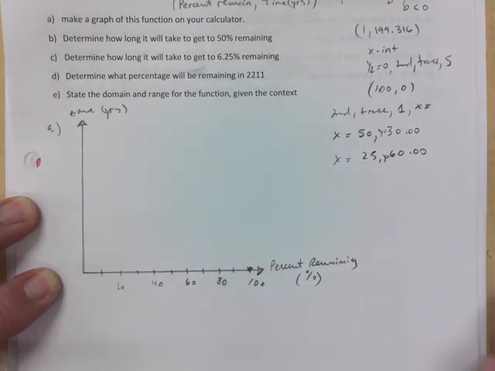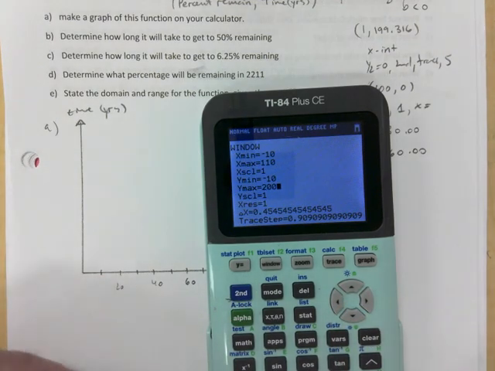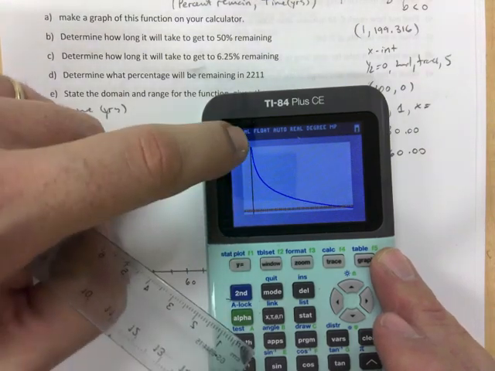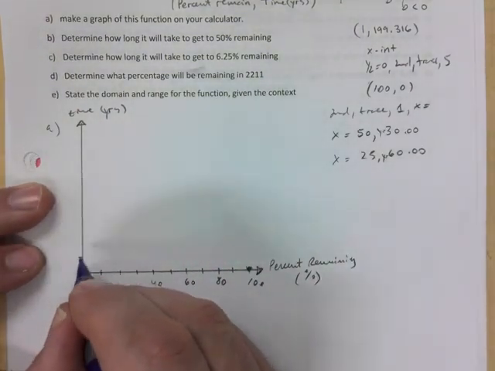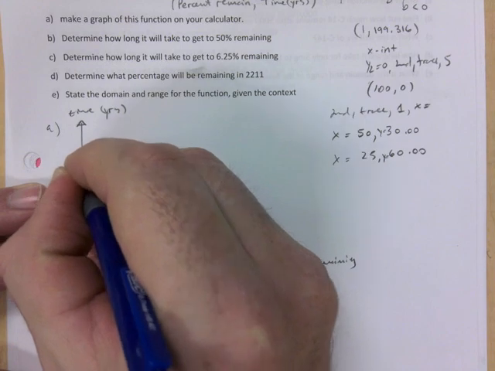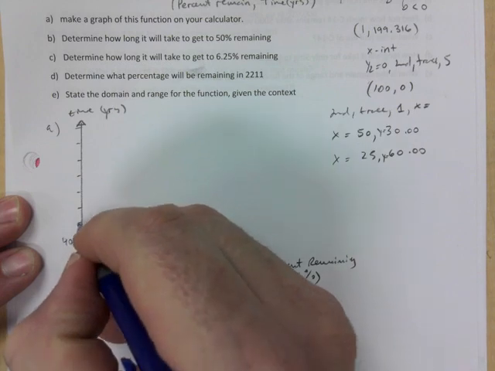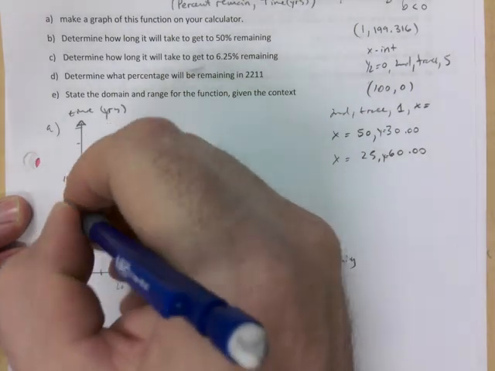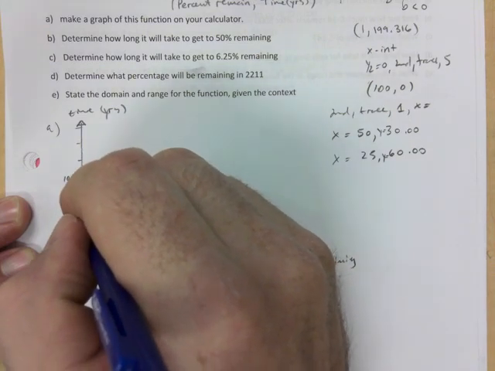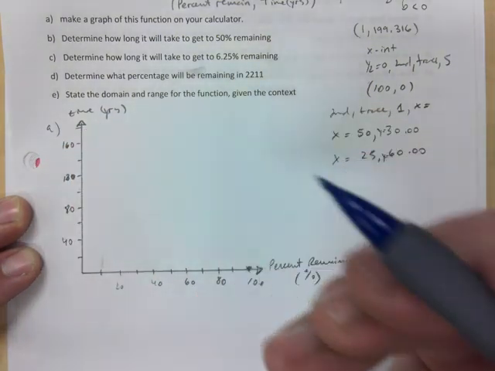So maybe I will try, let's look at my window here. I'm going to increase my x max to like 200. I went all the way to 200, and that's when it starts getting really close. So I'm just going to do the same thing: 20, 40, 60, 80, 100, 120. We're going up by 40 here, so this would be 160.